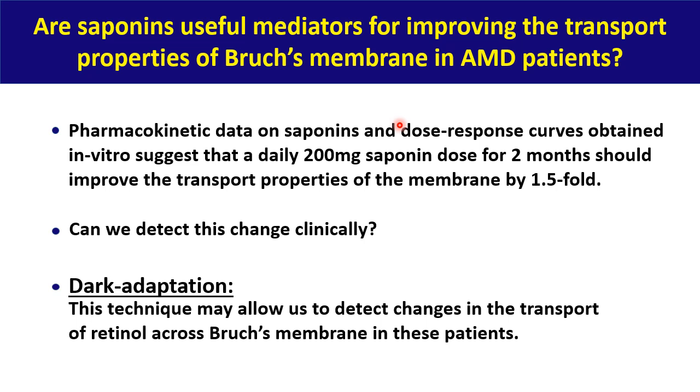Can we use saponins as a treatment option for AMD? We calculate that an oral 200 mg saponin daily dose taken for 2 months should improve the transport properties of Bruch's by 1.5-fold. But can we detect this change clinically? The short answer is yes, using the technique of dark adaptation. The basis of this technique is described briefly.